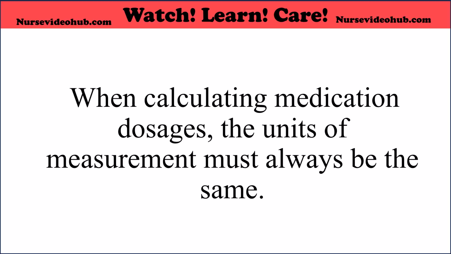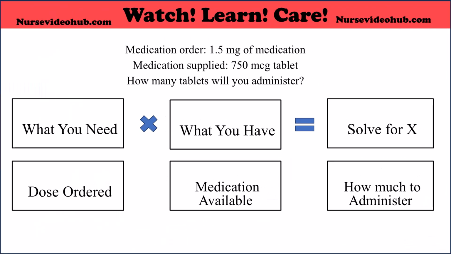Always remember that when calculating medication dosages, the units of measure must be the same. If they are not, you must add a conversion factor to the problem to make them the same. With dimensional analysis, you add the extra conversion factors to the problem and include the factor when multiplying across. Here is such an example.